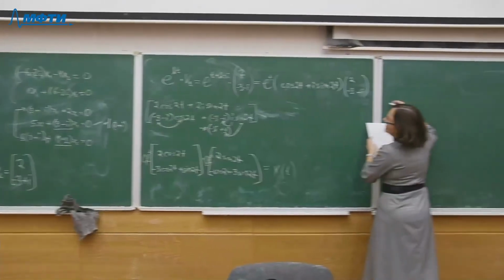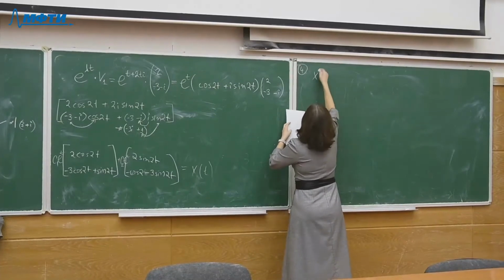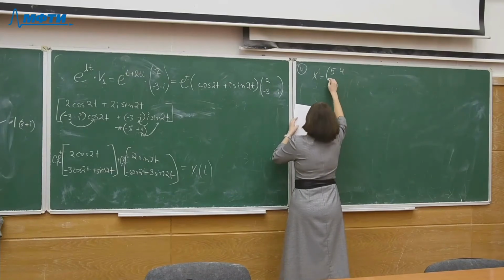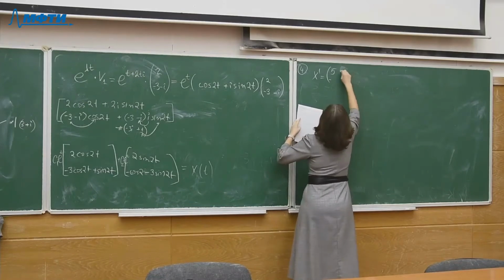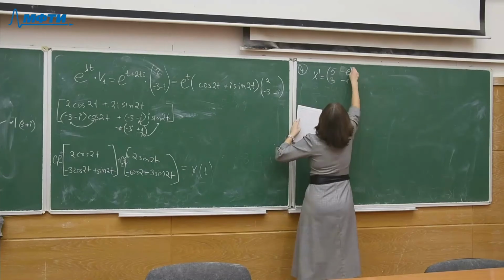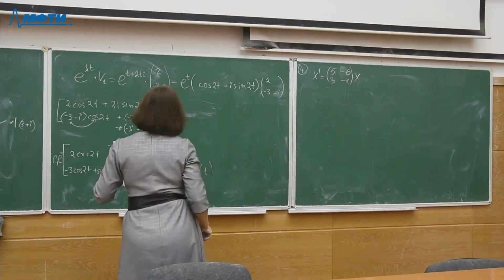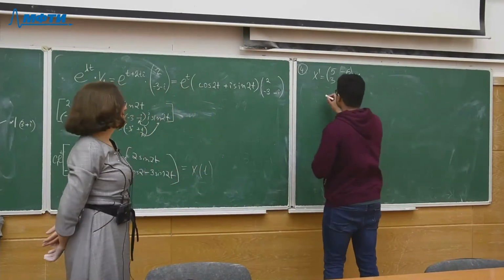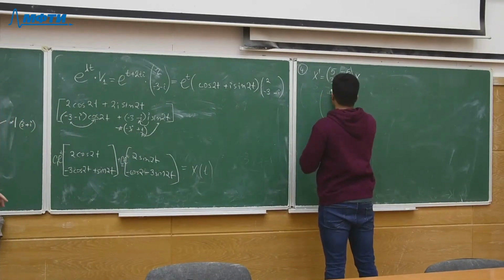Well, task number 4. So it will be 5 minus 6, 3 minus 1 times x. Let it be this. 5 negative 6. Well, try to solve. The first step is to solve the characteristic equation.